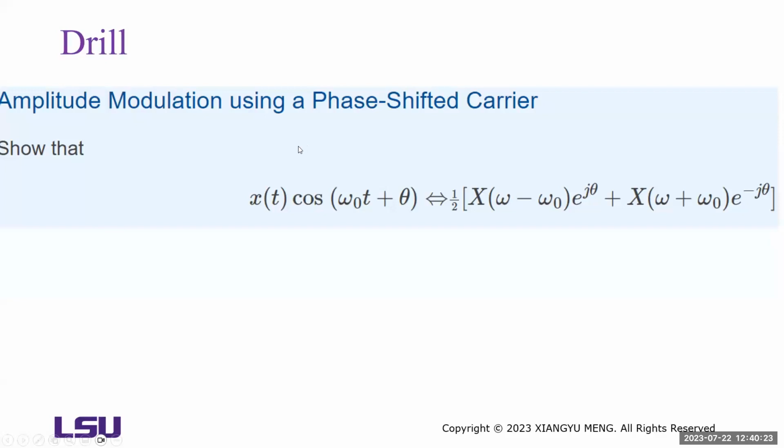The next drill is to show that the Fourier transform of x(t) cosine(omega 0 t plus phi) is half of X(omega minus omega 0) times e to the j theta, plus X(omega plus omega 0) times e to the negative j theta.